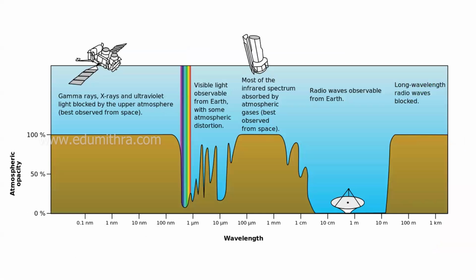Then we mentioned that not all of the light from the cosmos or from space is actually reaching the Earth's surface. Only the visible light and radio is mostly coming to the surface of Earth. For other kinds of light, if you want to see the space in other kinds of light, we have to put a telescope into space.